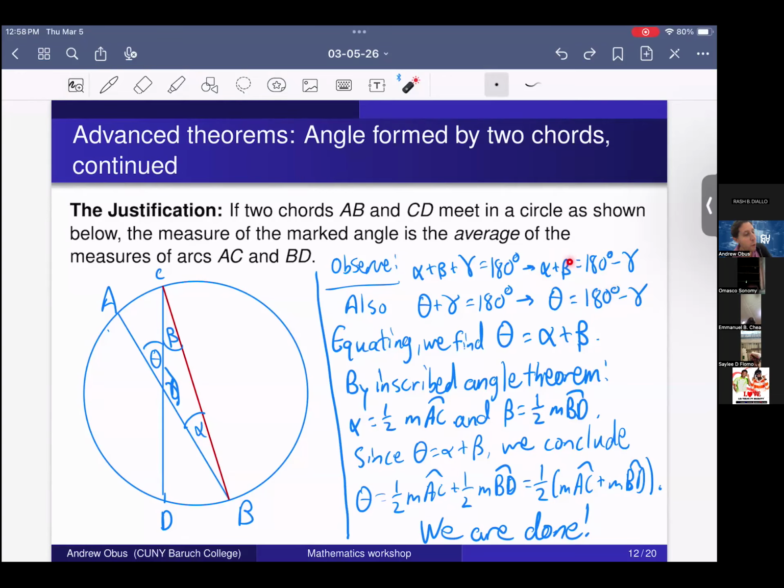Since they're both 180 minus gamma, they have to be equal to each other because they're equal to the same thing. Another way of viewing it is that both theta and alpha plus beta are supplements of gamma. One, you can view the supplement from a straight line, and the other, you can view the supplement from the triangle. So that's why theta and beta plus alpha are the same, because they're both supplements of the same angle.